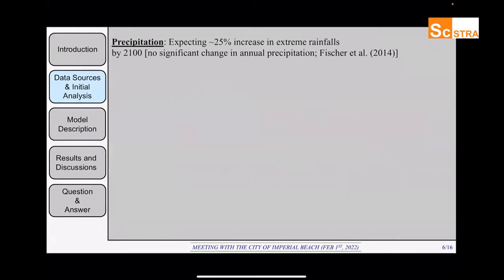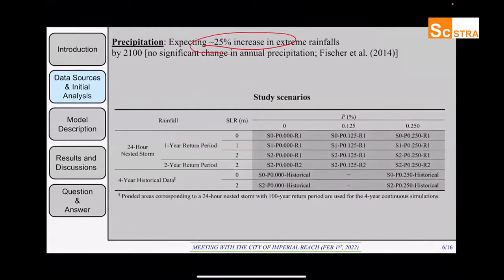On top of that, we expect an increase in precipitation of 25% in coastal communities. So we're studying different scenarios for sea level rise, maybe 1 meter or 2 meters, and some intensification of precipitation. We're doing computer modeling to understand how these can impact coastal communities.